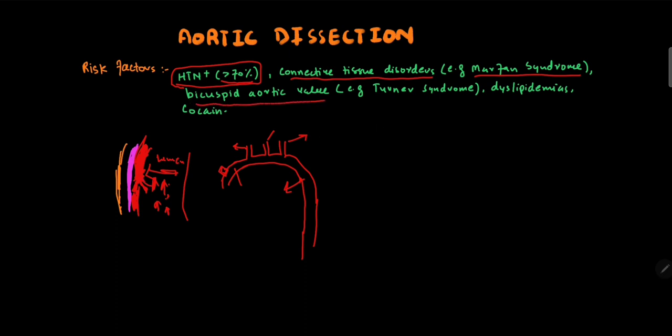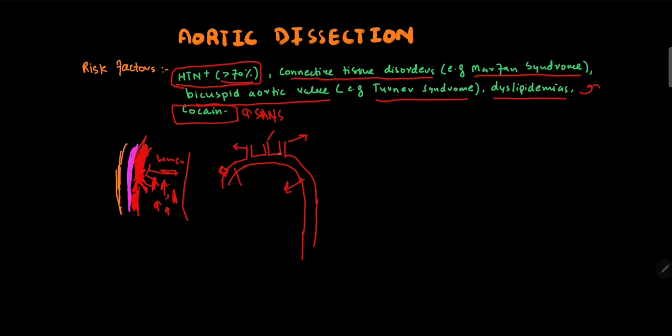Another thing is bicuspid aortic valve, for example in Turner syndrome. So that's another condition to be aware of that can cause this. And then dyslipidemias can cause it. Dyslipidemia can lead to hypertension, and then hypertension can cause it. And then cocaine we know can cause elevated blood pressure because it increases sympathetic activity, which increases the blood pressure, which can then rupture the intima and cause this false lumen formation and aortic dissection.